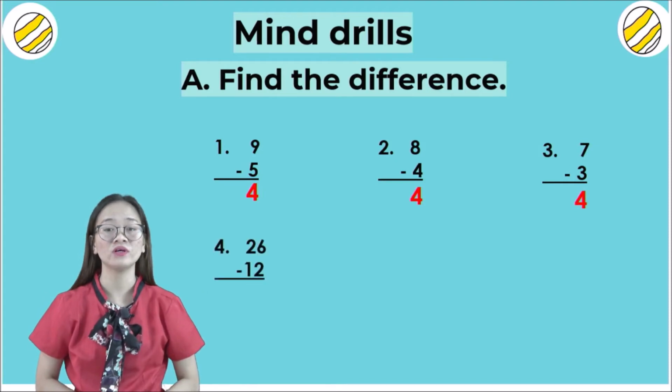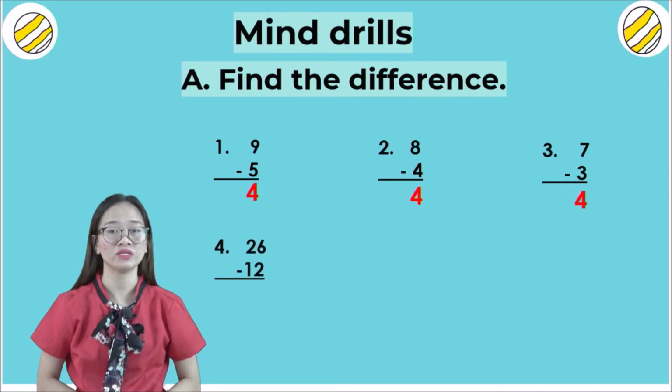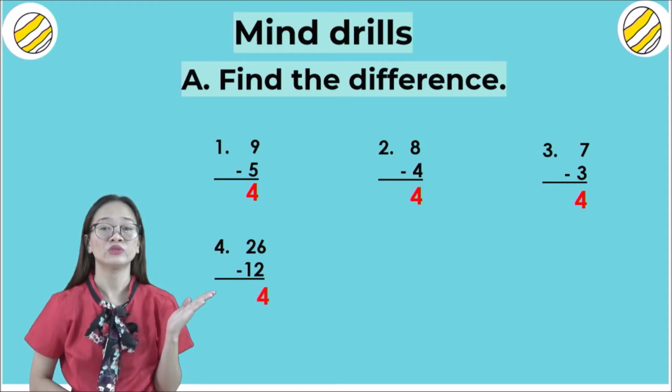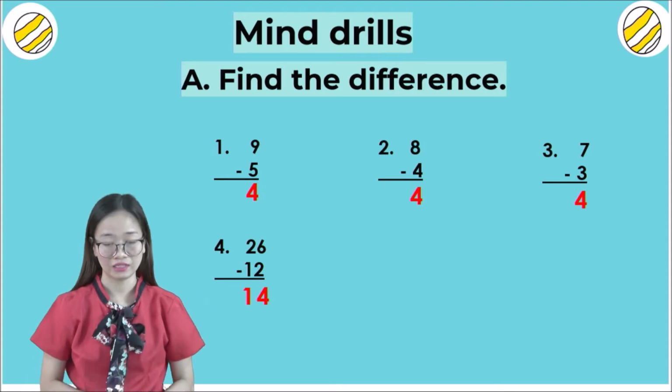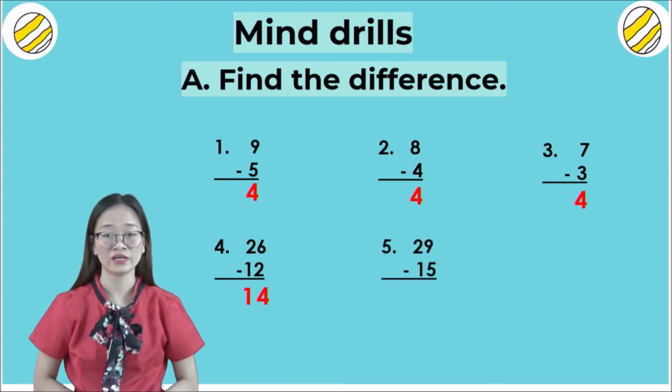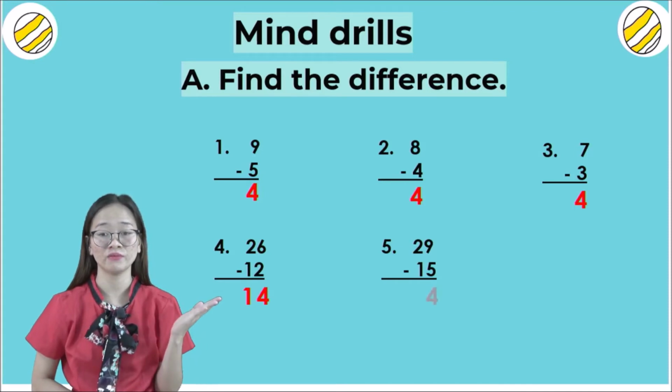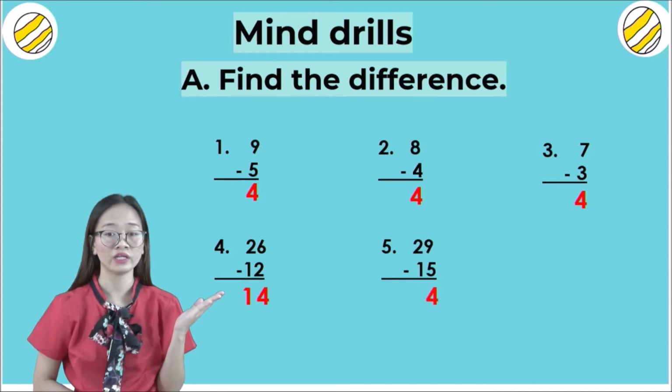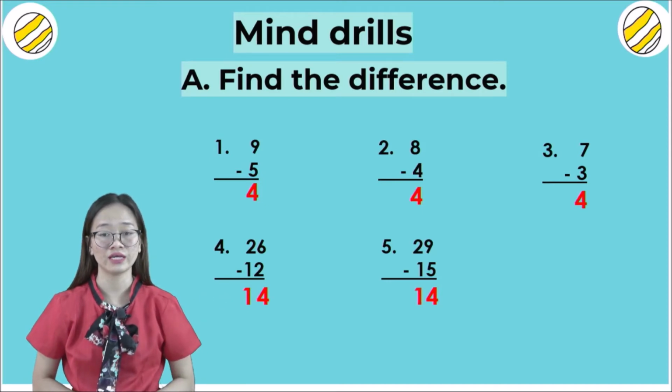Next, number 4, 26 minus 12. So let's start with the ones digit. 6 minus 2 is equal to 4. 2 minus 1 is equal to 1. So the answer is 14. Next, number 5. 29 minus 15. So 9 minus 5 is equal to 4. 2 minus 1 is equal to 1. So the answer is 14.